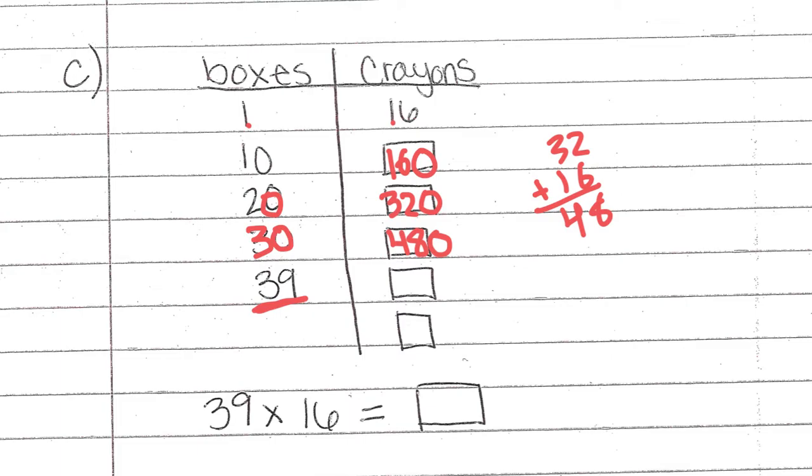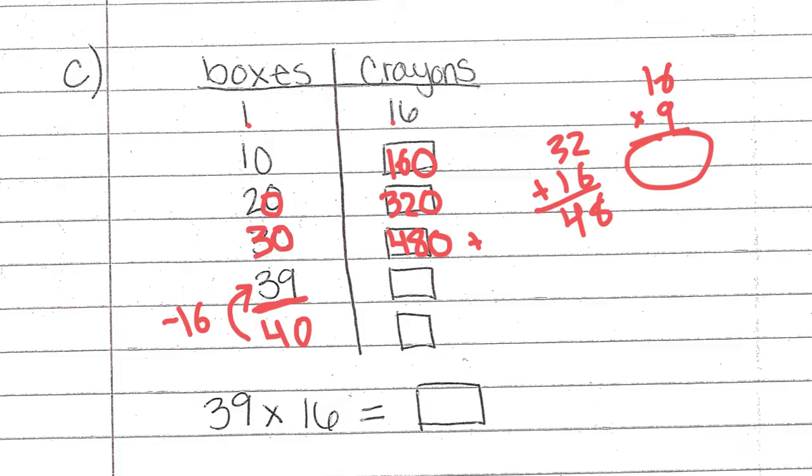Am I going to take 16 times 9 and then add that answer to 480? I could, and if that's the strategy you want to use, you could go for it. What if I just figured out what 16 times 40 was and then subtract a 16 from it? Could we do that instead? I'm going to try it, okay?